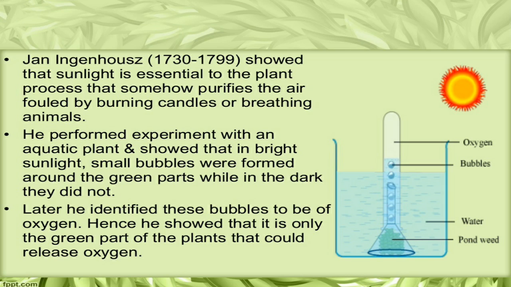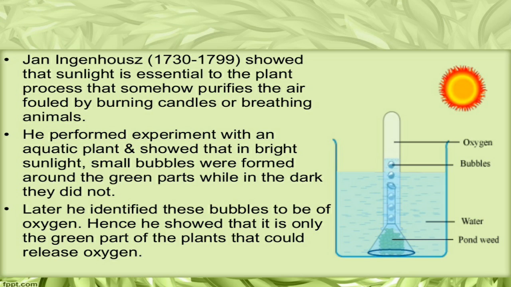Jan Ingenhousz, 1730 to 1799, showed that sunlight is essential to the plant process that somehow purifies the air fouled by burning candles or breathing animals. He performed an experiment with an aquatic plant and showed that in bright sunlight small bubbles were formed around the green parts, while in the dark they did not. Later he identified these bubbles to be of oxygen. Hence, he showed that it is only the green part of the plant that could release oxygen.